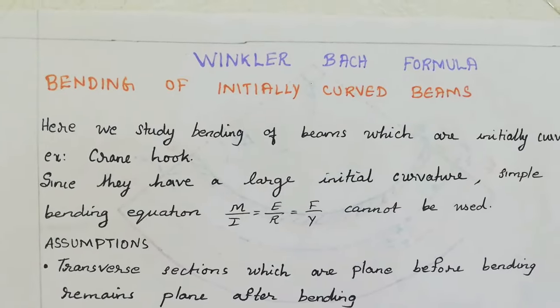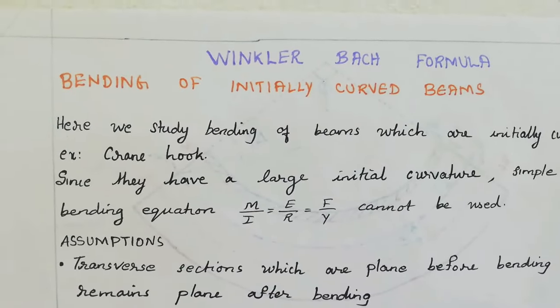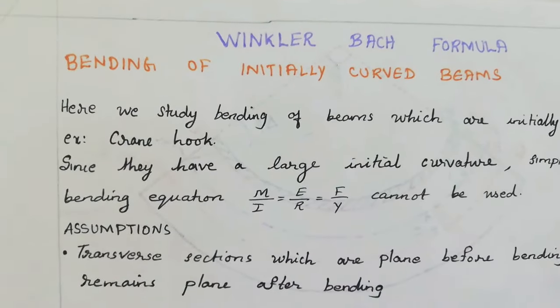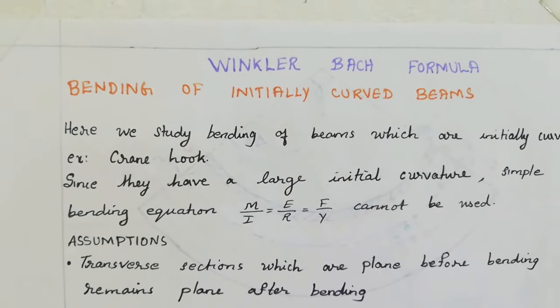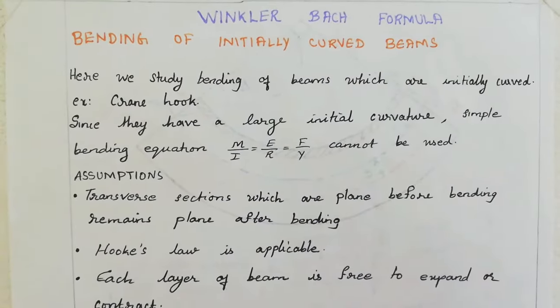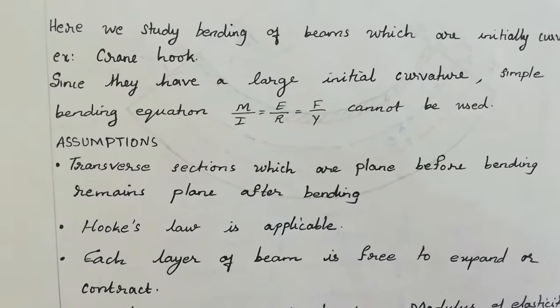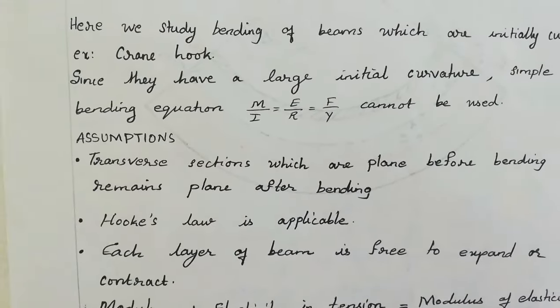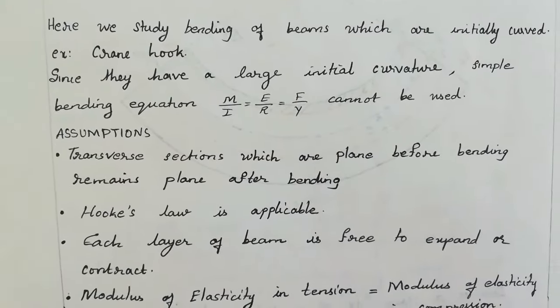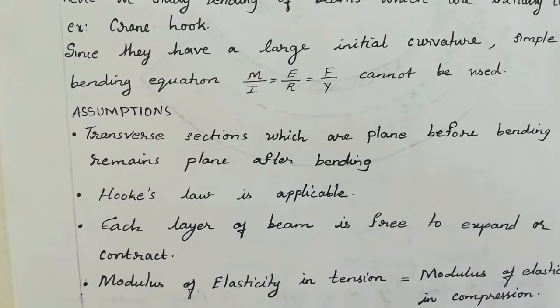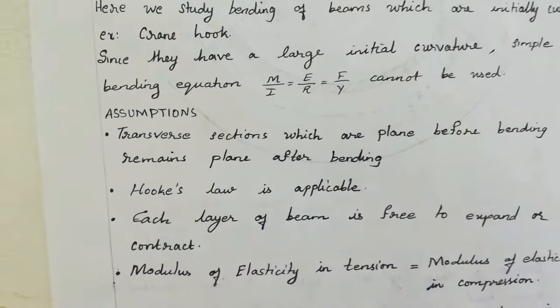Hi friends, today our topic is the Winkler-Bach formula. This Winkler-Bach formula is associated with bending of beams which are initially curved. There are beams which are initially curved which have a lot of applications. Example, a crane hook. We all know the crane hook is used to lift heavy objects. While lifting, stress is imparted onto the hook.